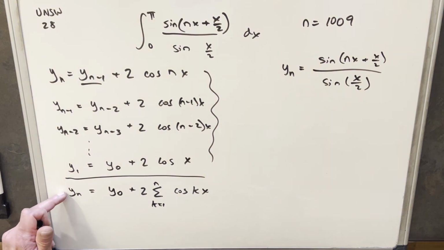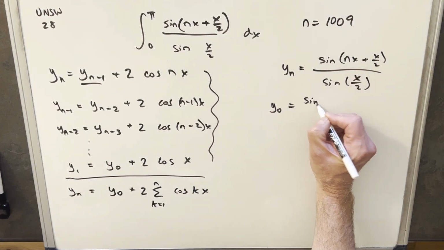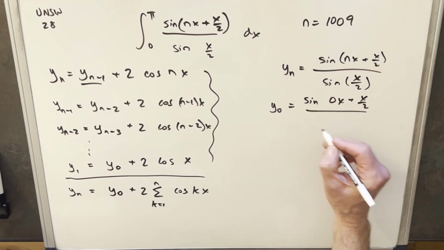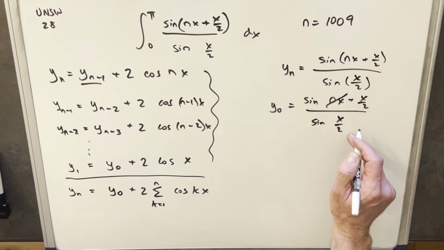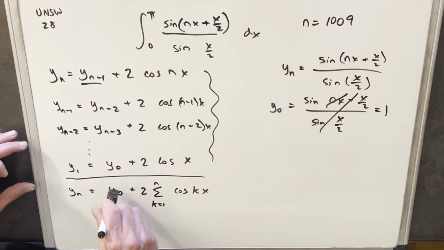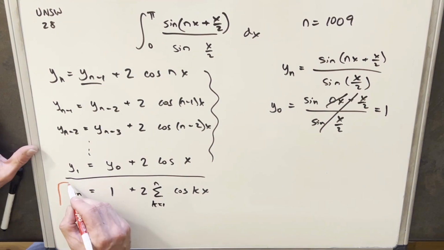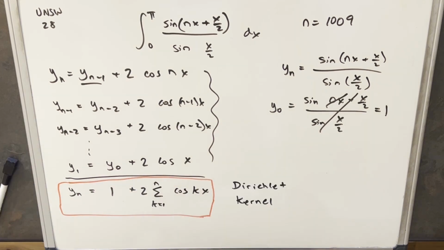This is not quite our formula for y sub n yet. What we can do is something with y sub 0. We can just notice that if we plug in a 0 here, well, 0x is just 0, and we end up with sine x over 2 over sine x over 2, because this is nothing, and this whole thing is actually 1. So what I can do in my formula is just replace that with a 1 here. And what we've done is create a really nice formula that now, when we go and integrate this thing, is going to be way easier. If you want more information on this, you can Google Dirichlet kernel and find out some more.